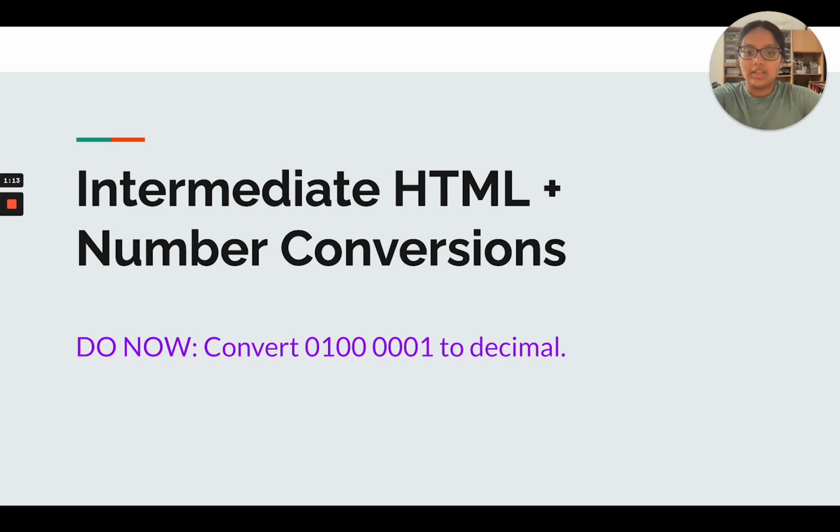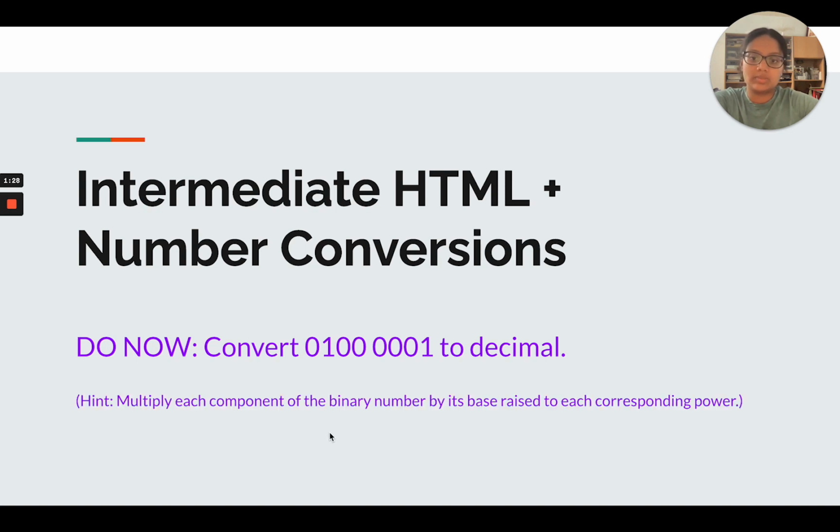Okay, so like I said, we're going to be focusing on number conversions. Our do now is going to be: convert this binary number to decimal. If you don't know how to do it, here's a hint: multiply each component of the binary number by its base raised to each corresponding power. I'm going to ask you to take a minute, pause the video, and try to work on this. And I will stop so you can do that.